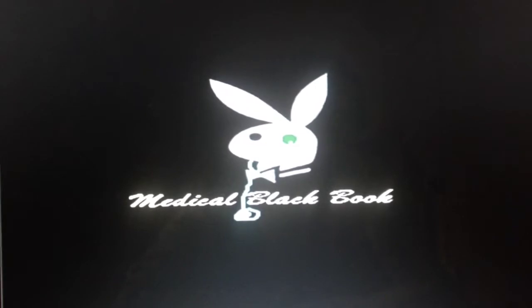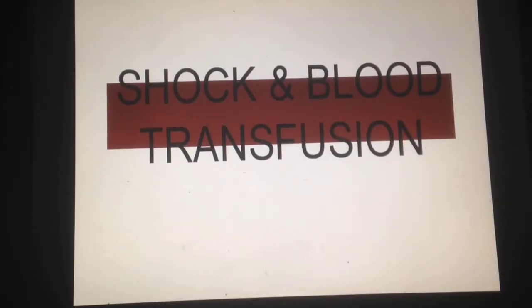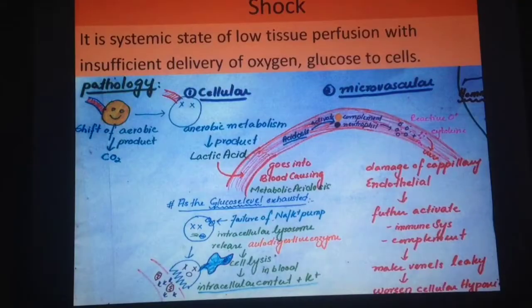Our today's topic is shock and blood transfusion. Shock is a systemic state of low tissue perfusion with insufficient delivery of oxygen to the cells.